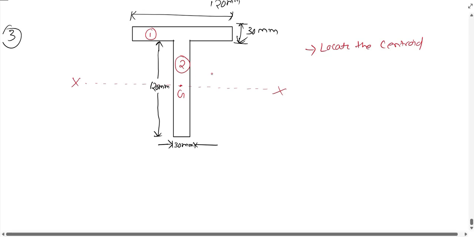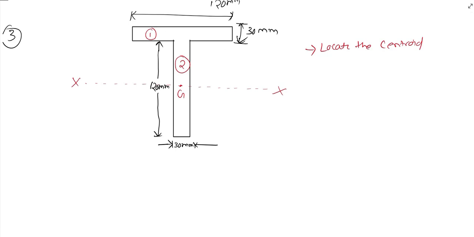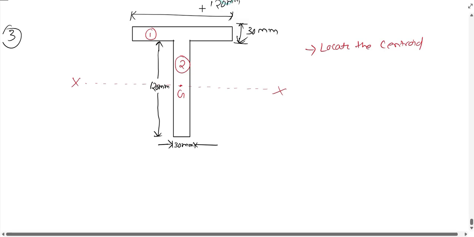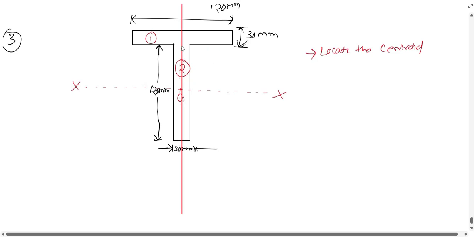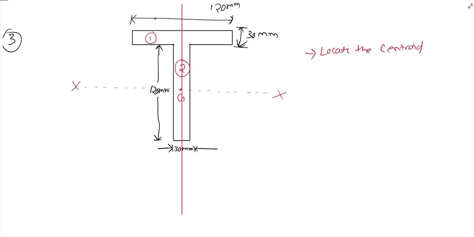Whenever we intend to find the centroid, first we have to see whether there is any symmetry. In this figure there is symmetry about a vertical axis passing through the centroid. So let this vertical axis pass through the centroid, and about this axis the figure is symmetric. How symmetric?